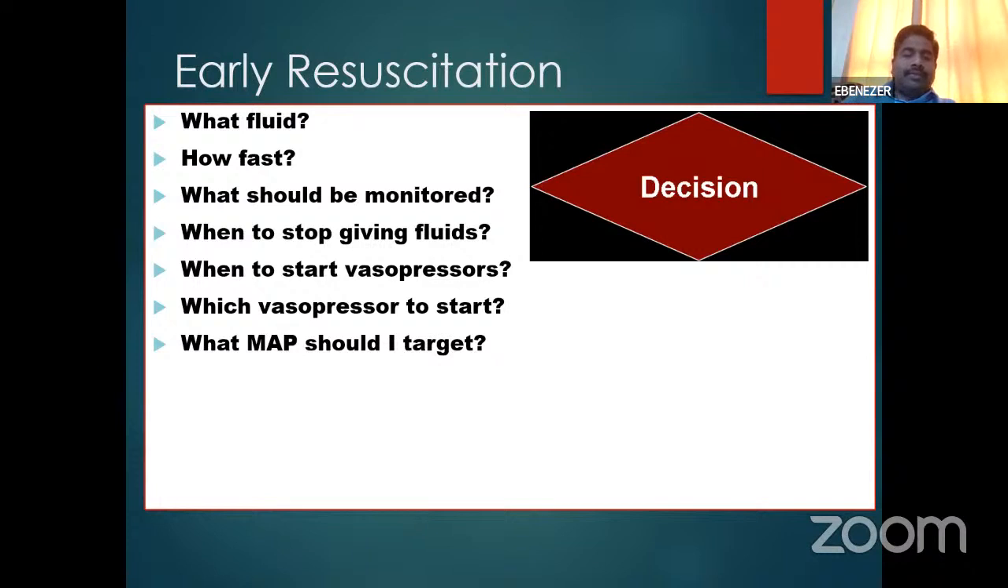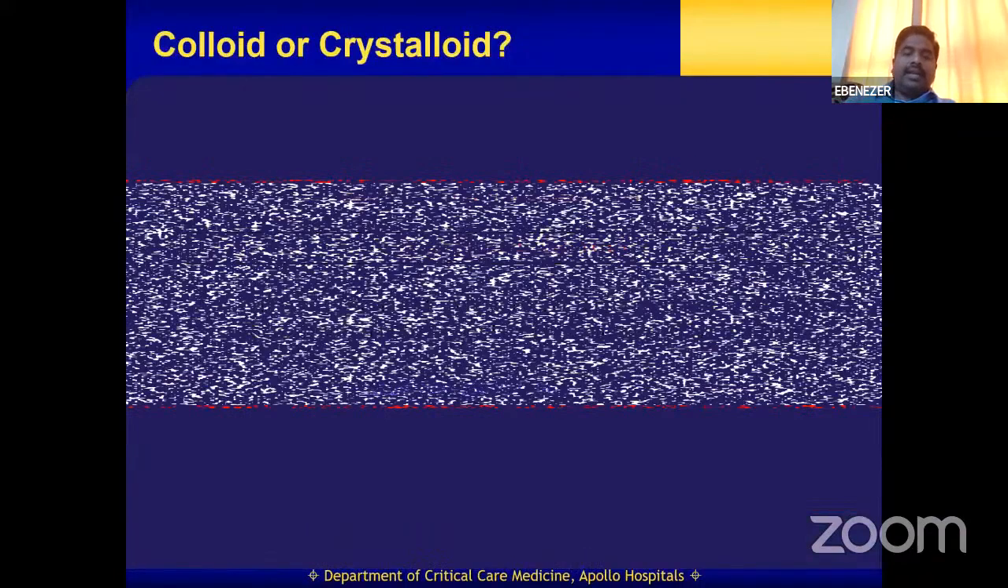When do we start vasopressors? And if I have decided to start a vasopressor, which particular vasopressor should I start? And what should be my mean arterial pressure target? These are all very important treatment-related decisions which you have to make at the bedside, and for that, there are clear-cut guidelines.